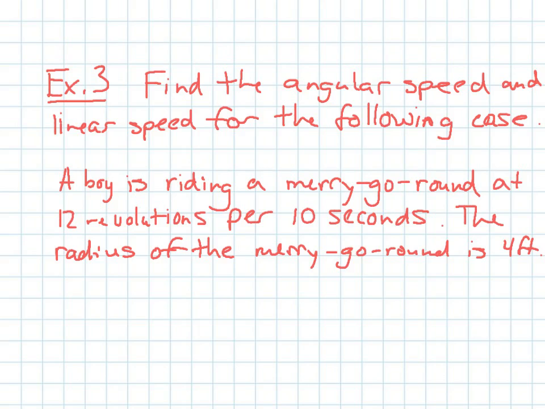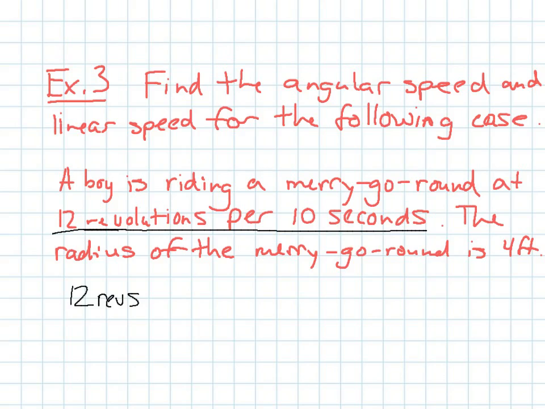Next example, I want to find the angular speed and linear speed for the following case. A boy is riding a merry-go-round at 12 revolutions per 10 seconds. The radius of the merry-go-round is 4 feet. First we need to find angular speed. I'm already given something that's like angular speed, which is the 12 revolutions per 10 seconds. The 12 revolutions needs to be first converted into radian measurement.